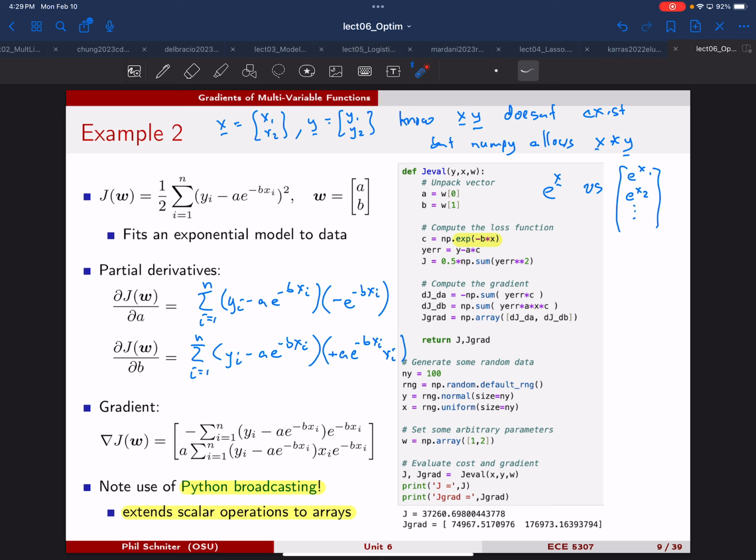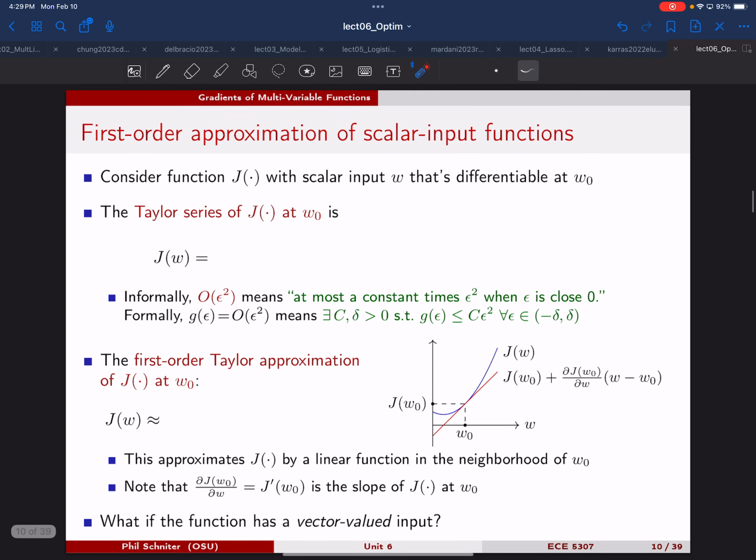Excellent. Okay, so now we're going to get into a little bit more math. And we're going to talk about approximations, first order approximations. We're going to start in the simplest case where we have a scalar input function. What that means is I have a function J of a scalar W. So W is just a scalar number, J is just a function of that.